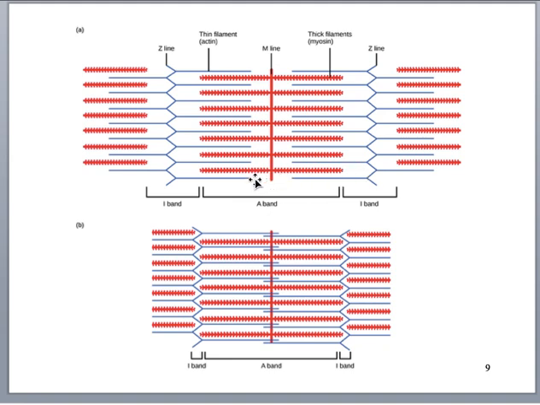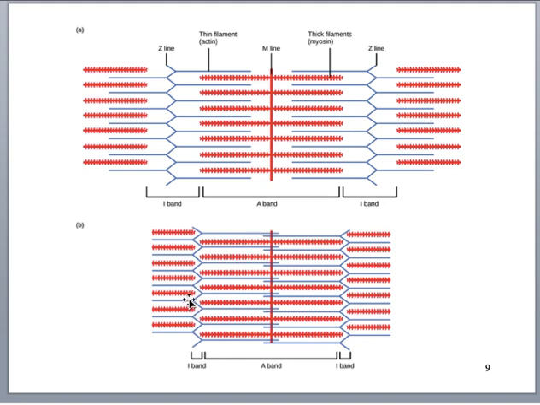Right here in the very center, where you only see the thick filaments, where you only see myosin, this is the H zone, okay? H zone. So H zone, only thick myosin filaments. A band, overlapping thick and thin, so thick myosin and thin actin. I bands, only thin actin, okay? All right, so if you can see an H zone and an I band, then it's relaxed, okay?